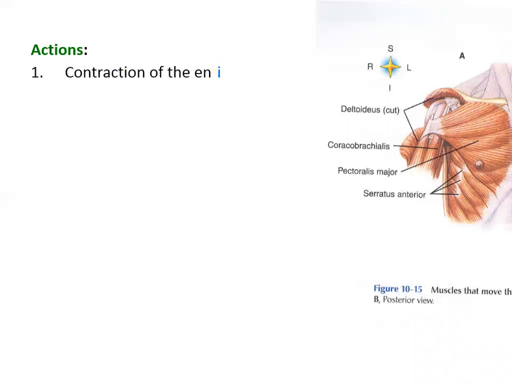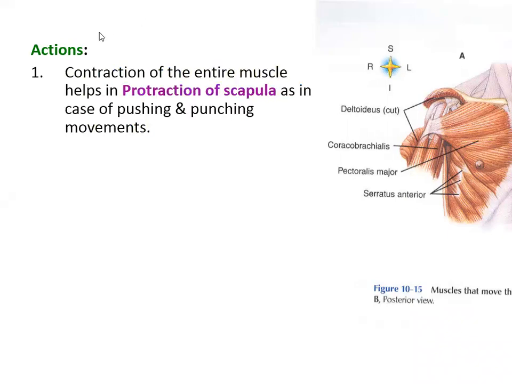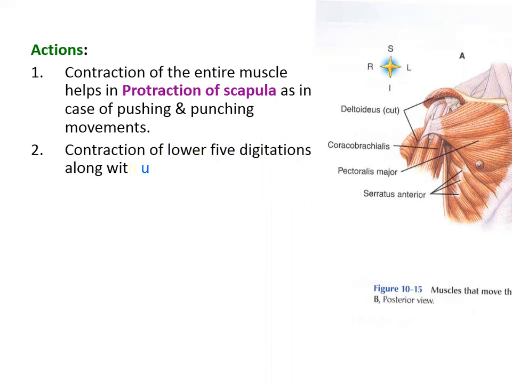Now coming to the action of this muscle. This muscle will help in the protraction of the scapula along with the pectoralis minor muscle. As we saw, pectoralis minor muscle will slightly help in the protraction, but the main muscle of protraction will be the serratus anterior. So contraction of the entire muscle helps in the protraction of the scapula, as in the case of pushing and punching movements. This is a very important muscle for pushing and punching.